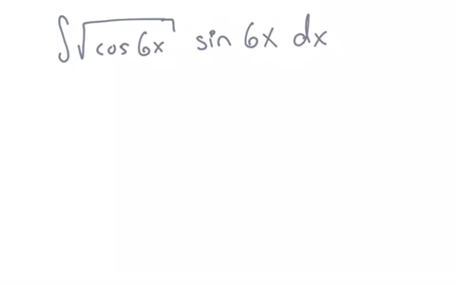If I look at this from the onset, there may be a piece of you that wants to let u equal 6x. But if we do that, we're just going to get the square root of cosine u times sine u dx, and that's not going to lead me to anything. So I can't do that.